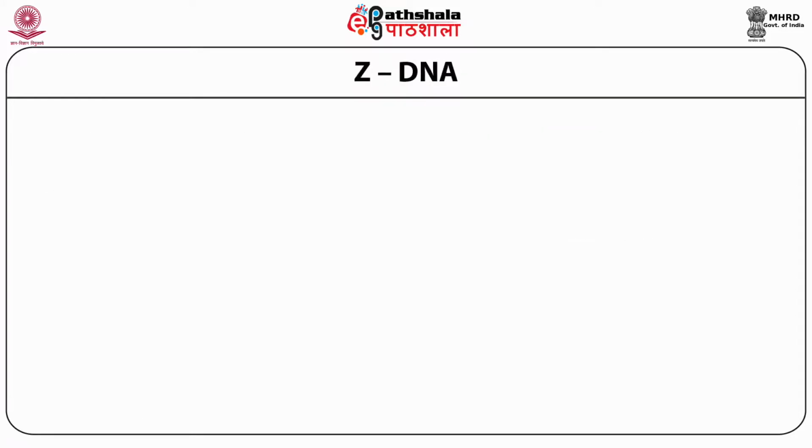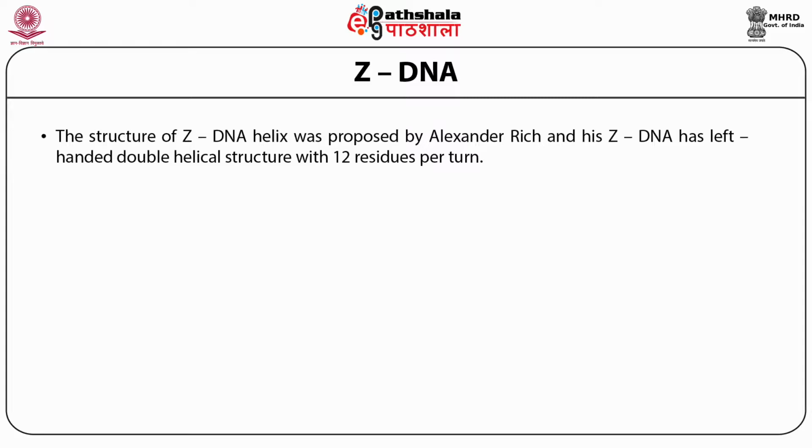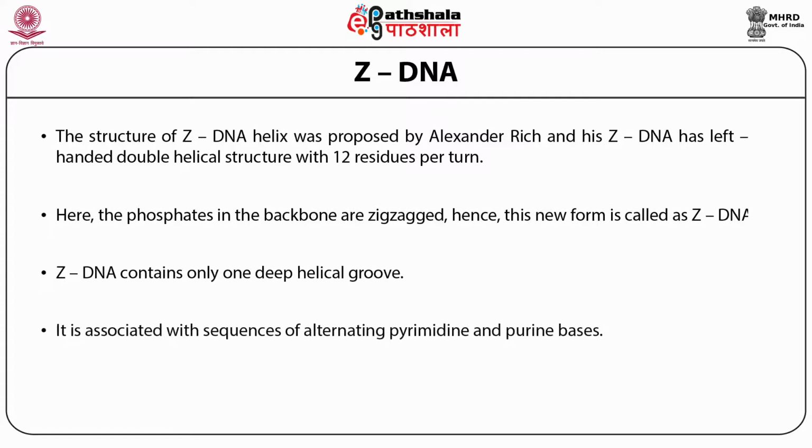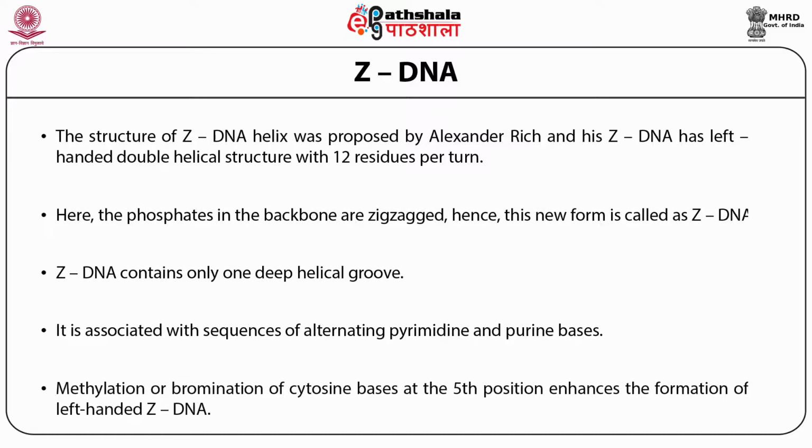What is Z-DNA? The structure of the Z-DNA helix was proposed by Alexander Rich, and his Z-DNA has a left-handed double helical structure with 12 residues per turn. Here, the phosphates in the backbone are zigzagged. Hence, this new form is called Z, standing for zigzag, Z-DNA. Z-DNA contains only one deep helical groove. It is associated with sequences of alternating pyrimidine and purine bases. Methylation or bromination of cytosine bases at the 5th position enhances the formation of left-handed Z-DNA.